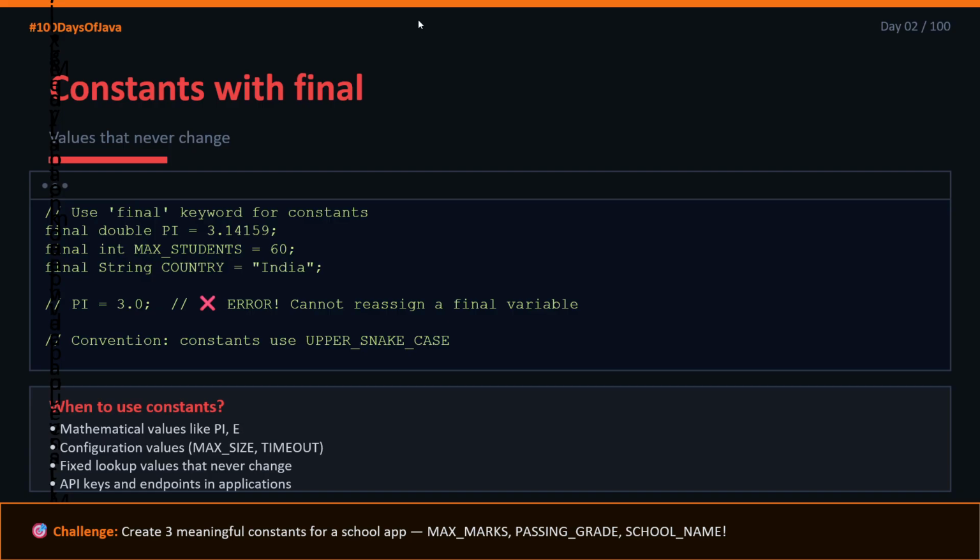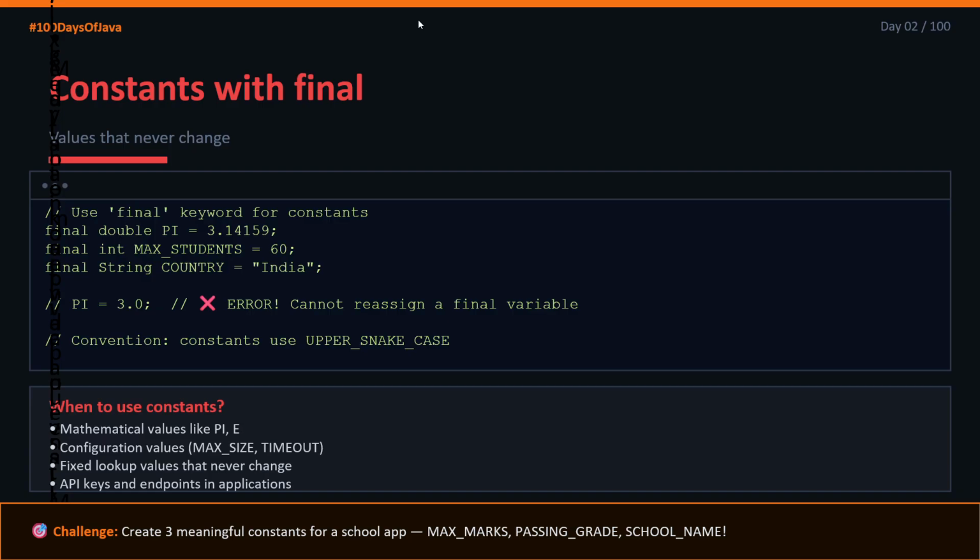Now, what if you have a value that should never change, like the value of 5 or maximum number of students in a class? For that, Java has the final keyword. Once you assign a value to a final variable, you cannot reassign it. If you try, Java gives a compile time error.